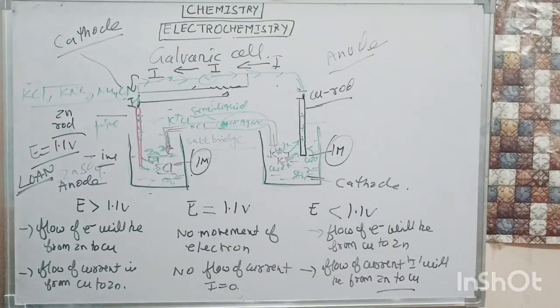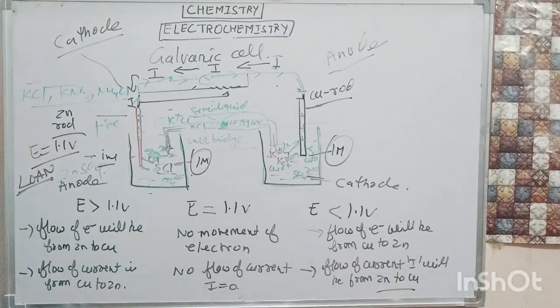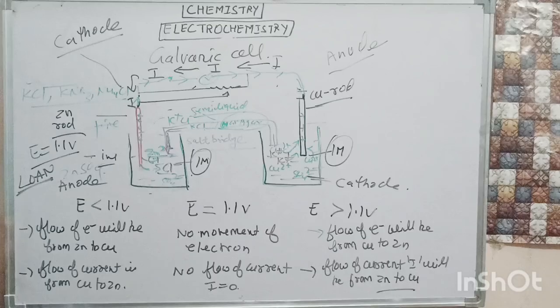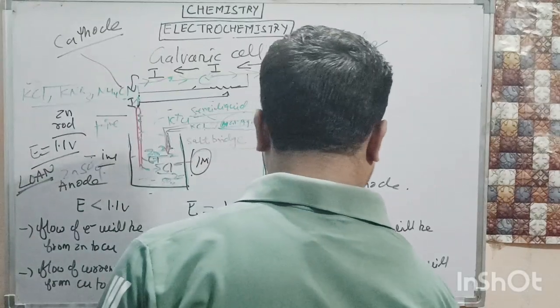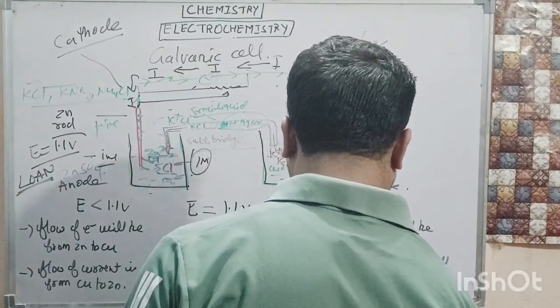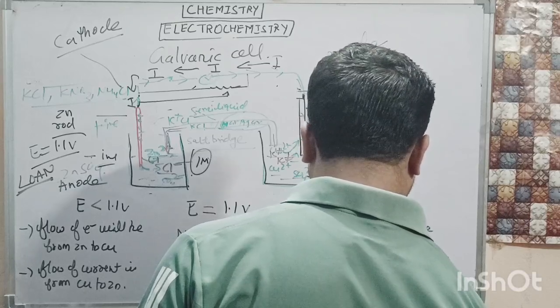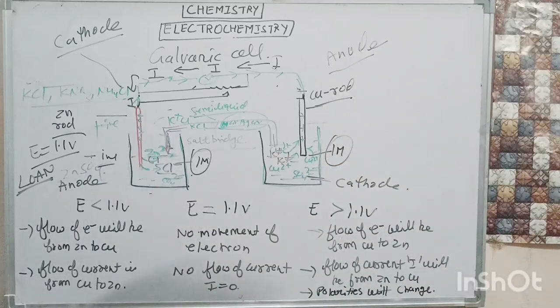But what happens if we increase the potential to more than 1.1 volt? The signs get reversed. If we increase the potential beyond 1.1 volt, the polarities will change. Polarities will change. Let's note it down. Polarities will change.